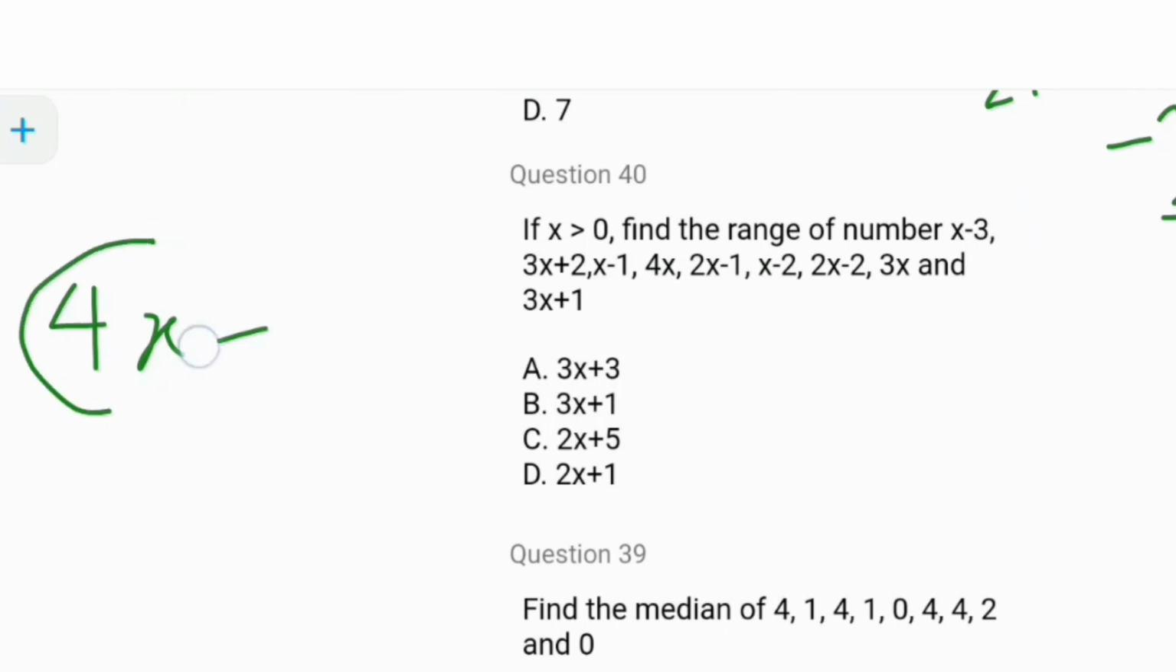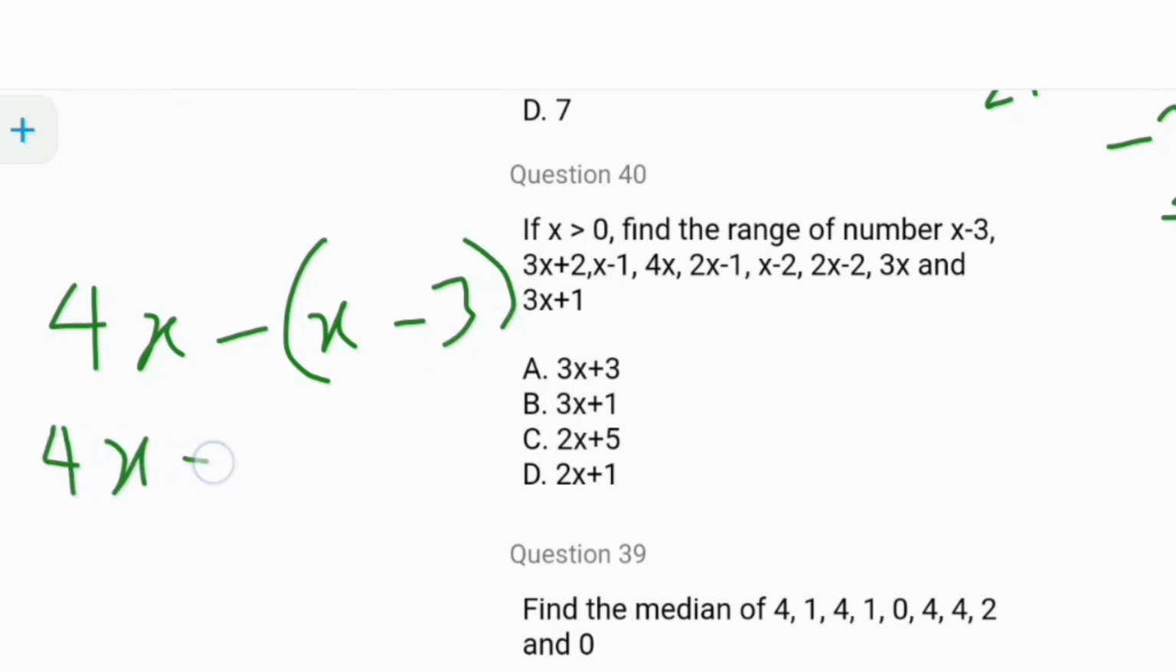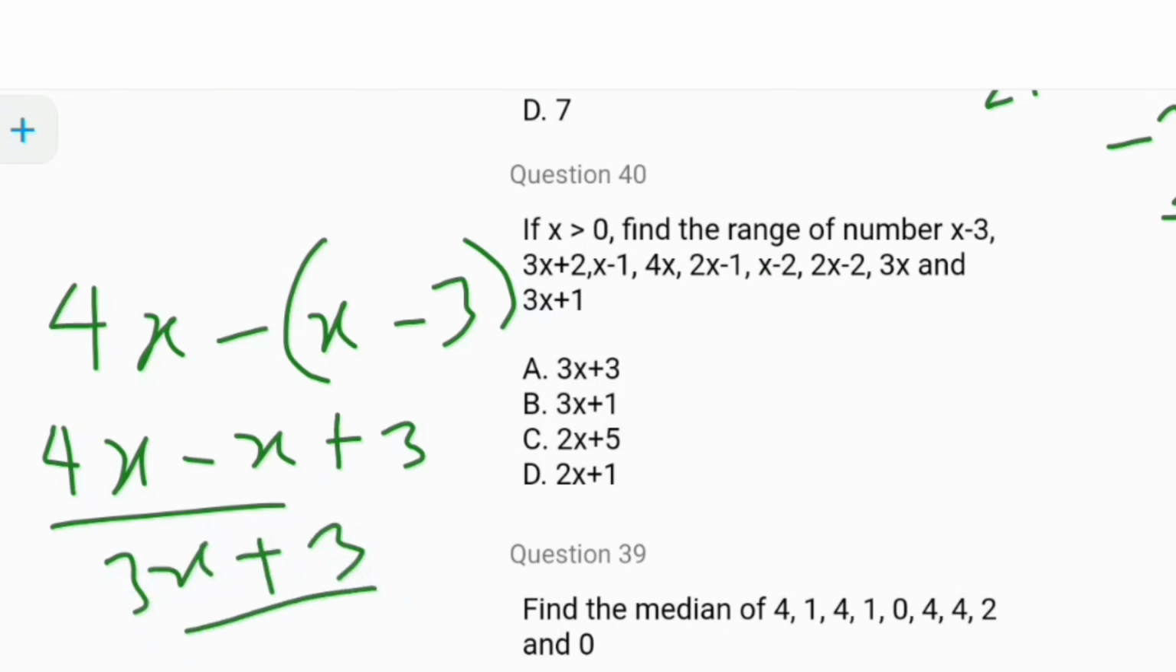So you just do the biggest number, 4x, minus the smallest one, x minus 3. So that will give you 4x minus x plus 3. 4x minus x is 3x. Then just put plus 3 there. So that's option A, 3x plus 3. That will give you the answer for option A.